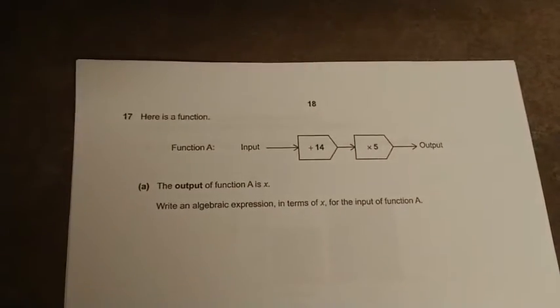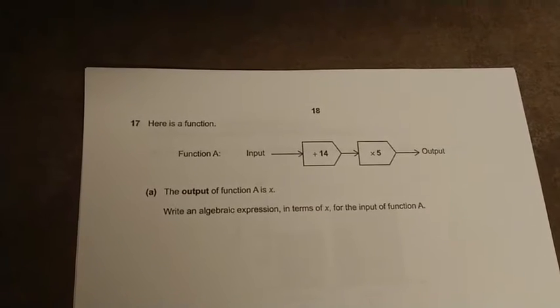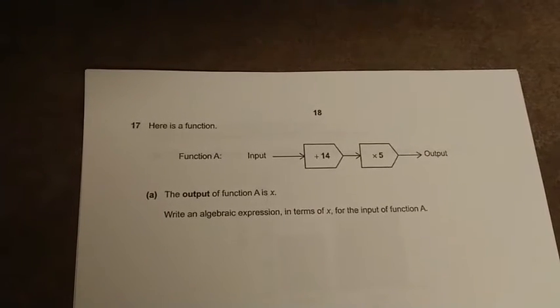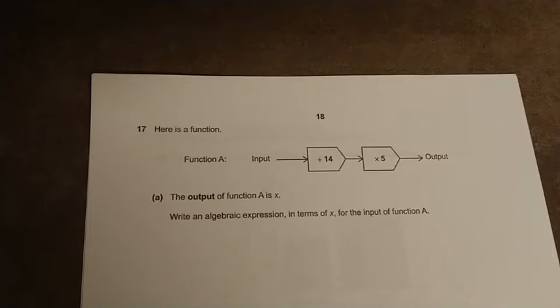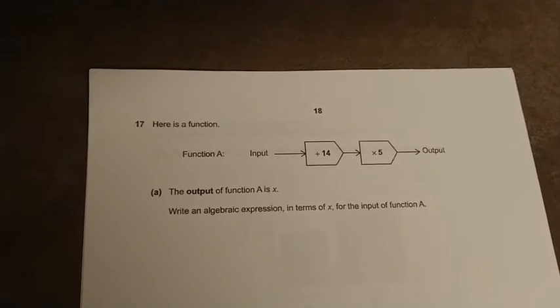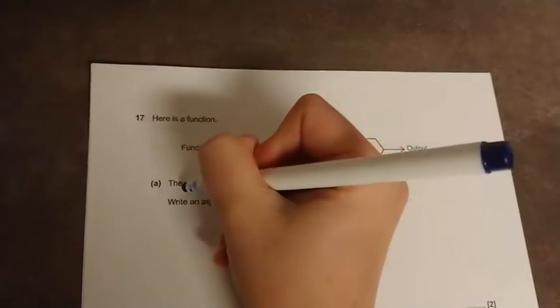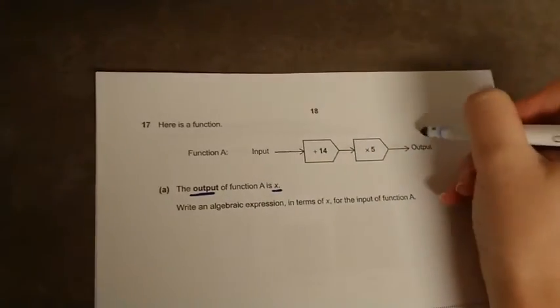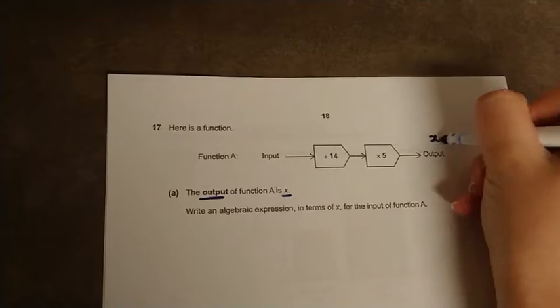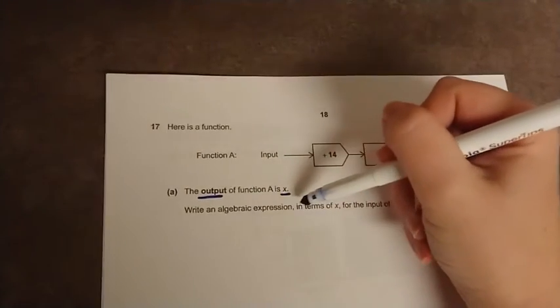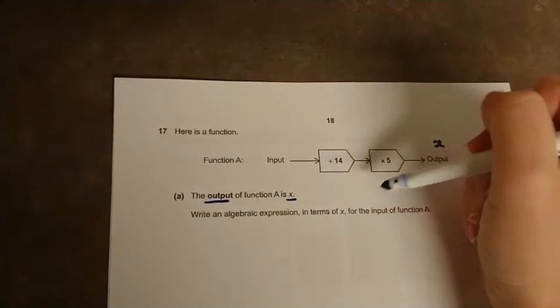So the last video now for paper 6, June 2018 is this one, and this will go through questions 17 to 19. So we have a function machine. We know the output is x. So basically what's coming out of here is x. We've got to write an expression in terms of x for the input.